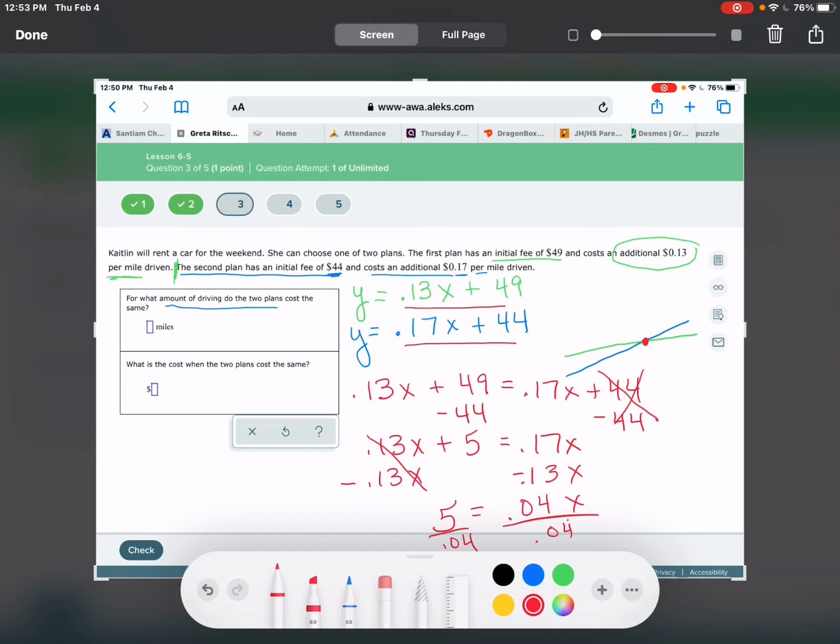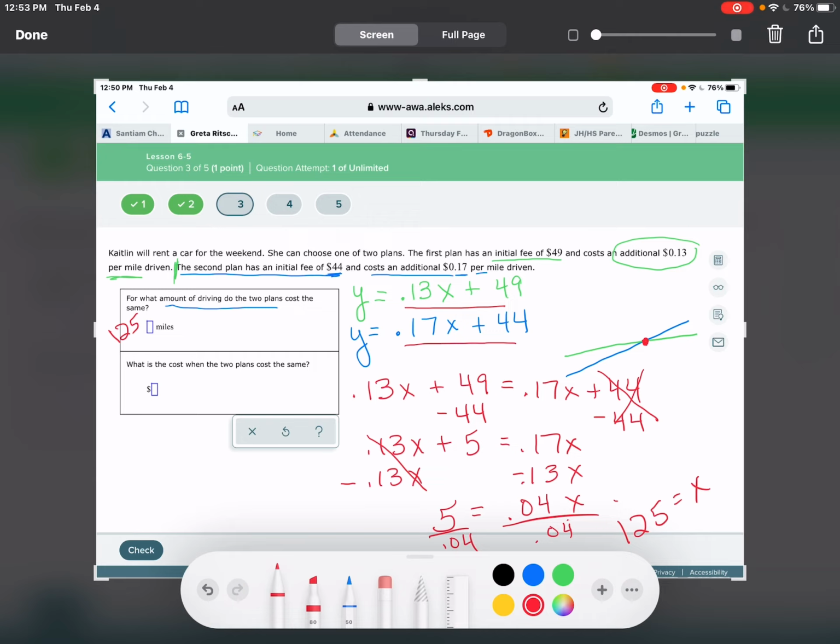5 divided by 0.04 is 125 equals x. And what was x? x was the miles. x is the miles where they're the same. So that's actually going to be this one. And I want to know what the cost is when they're the same. That means I can put my 125 into either equation and it's going to work just fine.